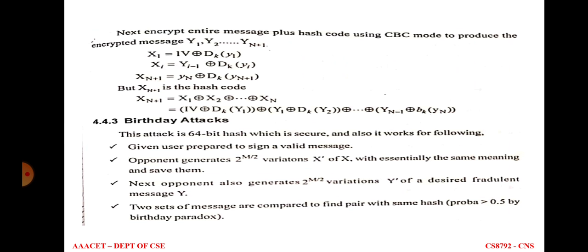Here only one sender is there, but there are more receivers. So after getting the message, the first opponent generates 2 power m by 2 variations to find out the ciphertext, and simultaneously another receiver performs 2 power m by 2 variations to retrieve the original text.